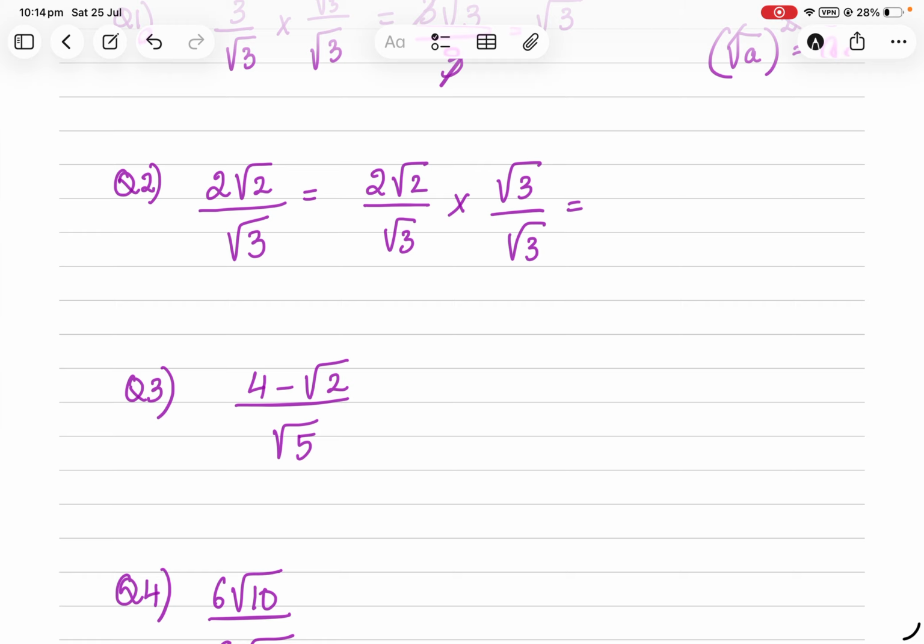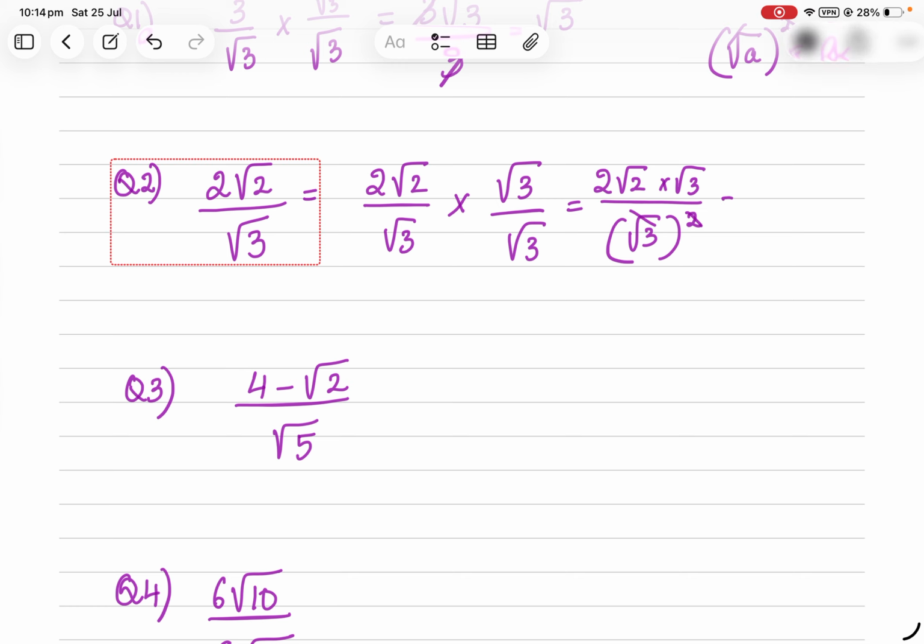So what would happen here? You will have 2 square root of 2 times square root of 3, divided by square root of 3 squared. So these cancel, and in the denominator you have 3. And then according to your surd law, square root of a times square root of b is square root of a times b, which gives square root of 6. So this is what we ended up with. This is our final answer.